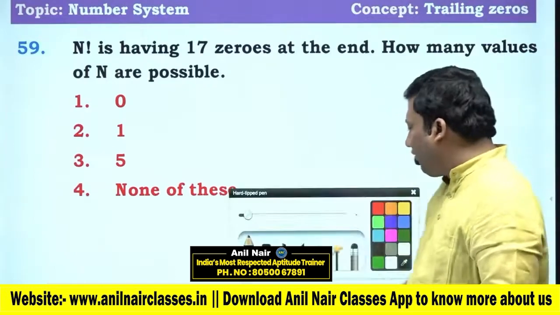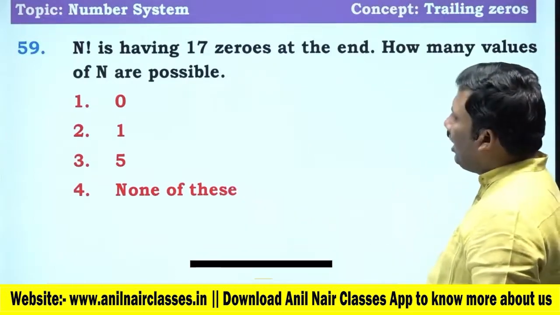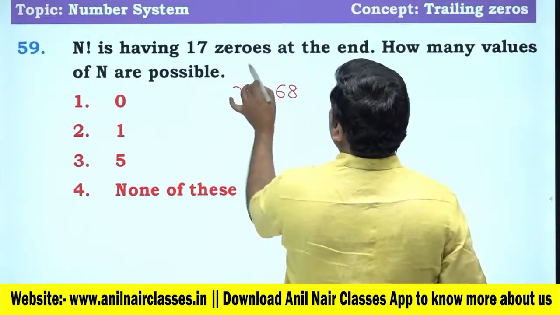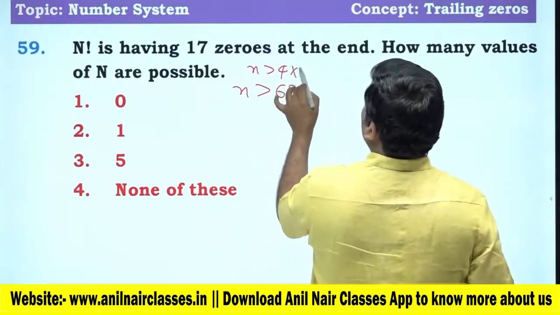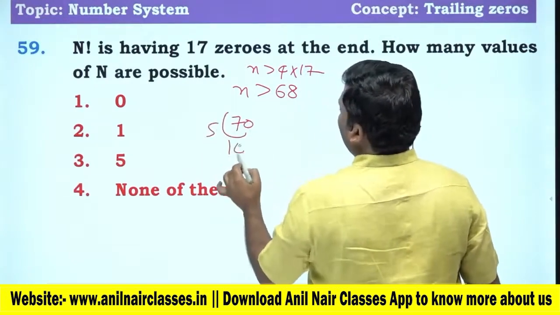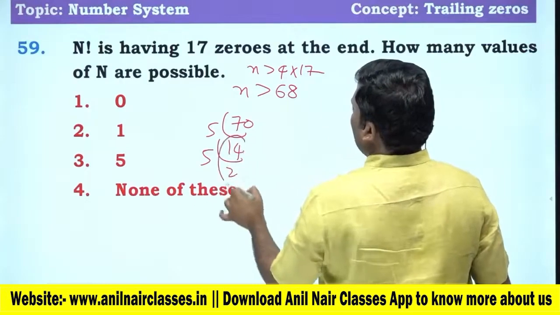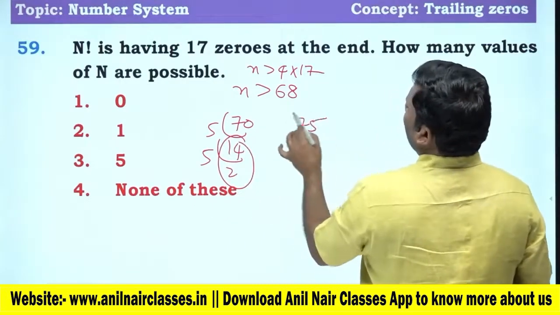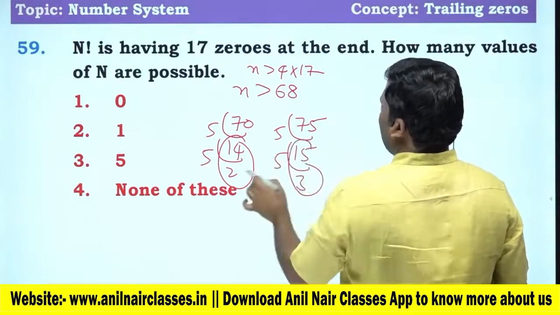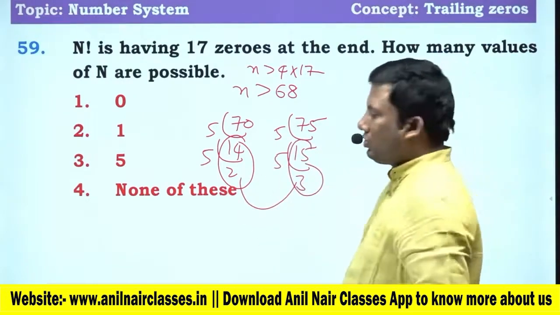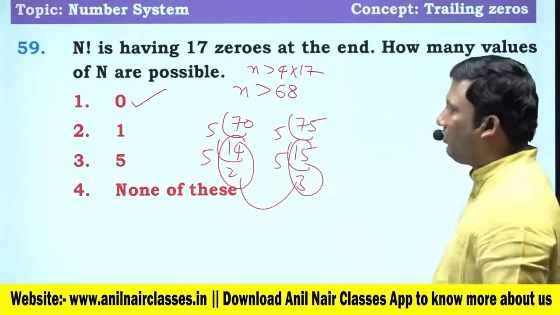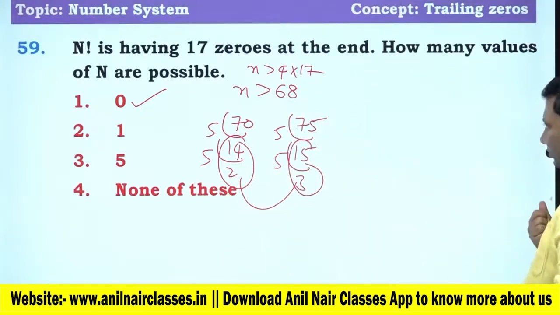Next one, n factorial has 17 zeros. Already we discussed n is greater than 4x. 4 into 17, so what is the multiple of 5 greater than 68? 5 14s are, 5 2s are, 16. 17 will become 5 15s are, 5 3s are, 16 to 18. So the answer is no value is possible. Please put a star mark on this question.